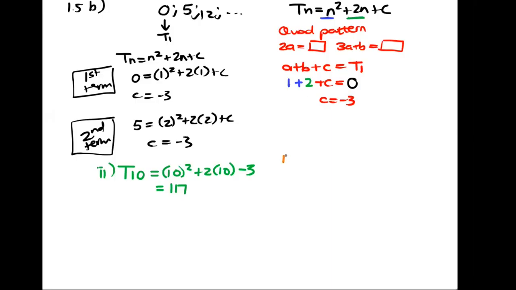And then they say to us, which term has a value greater than 360? So Tn must be bigger than 360. Again, this is where our continued accuracy or progressive marking will come in. So we're going to say n squared plus 2n minus 3 must be bigger than 360. So n squared plus 2n minus 363 must be bigger than 0.